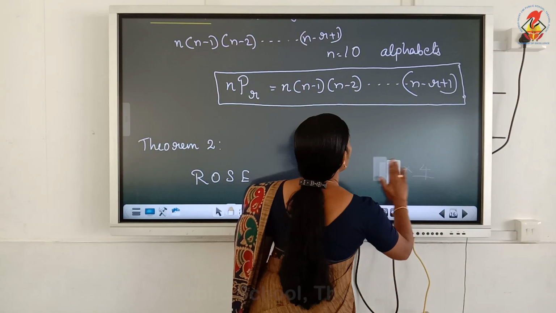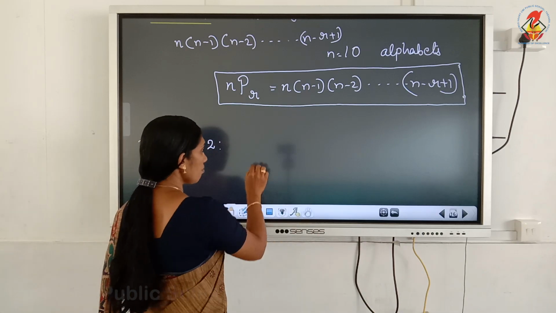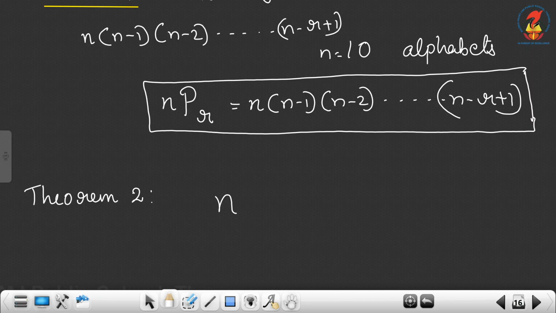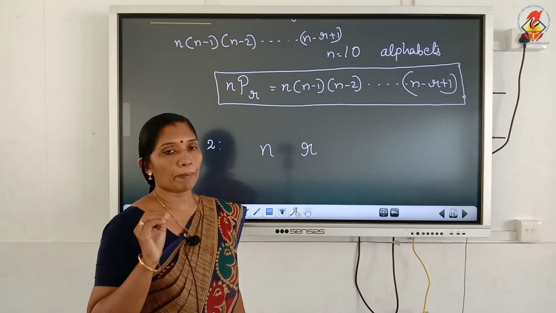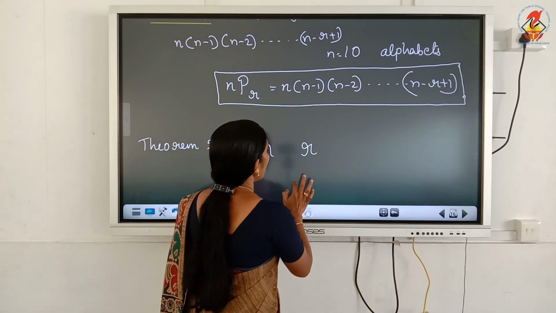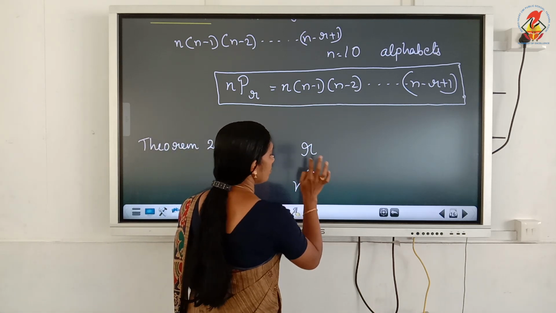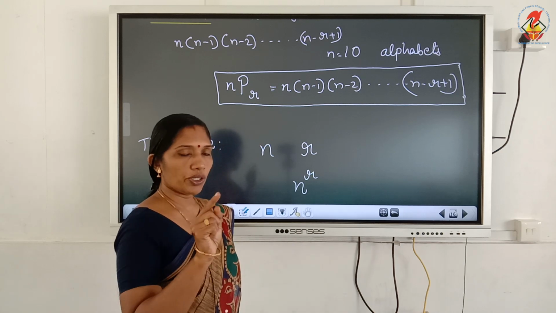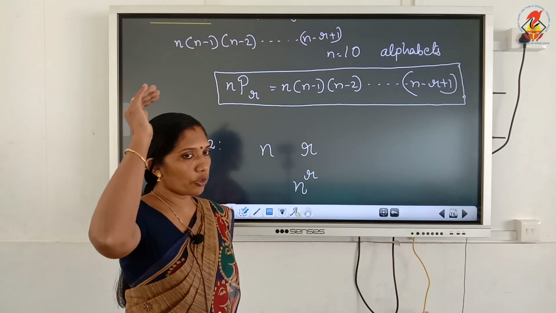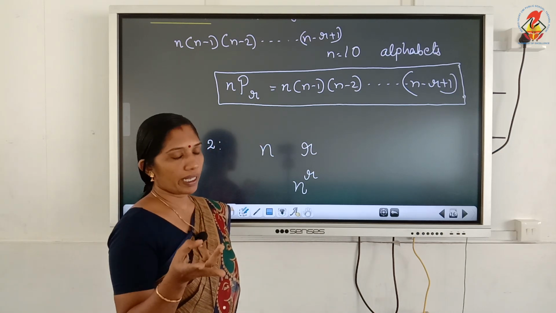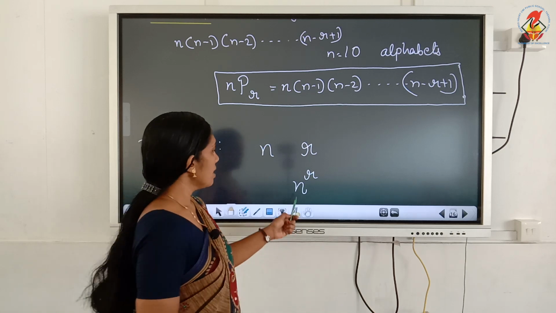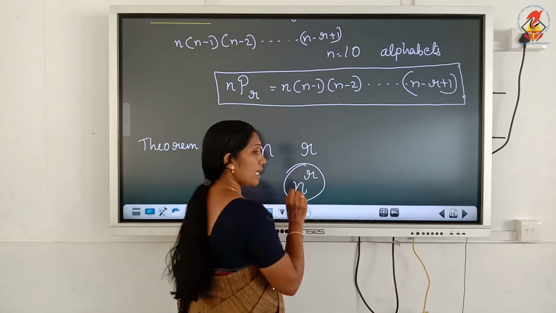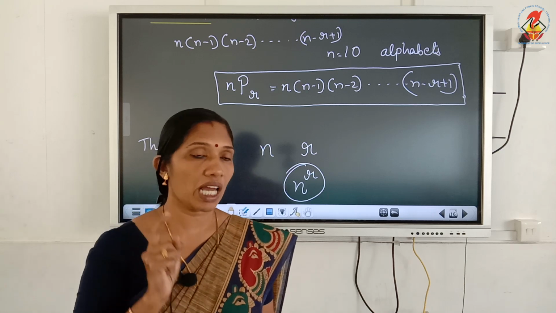So theorem 2 says that the number of permutations of n different objects taken r at a time, if repetition is allowed, is n raised to r. Is it correct? 4 into 4 into 4 into 4, that is 4 raised to 4. There n and r are the same. So n raised to r. This is the case when repetition is allowed.